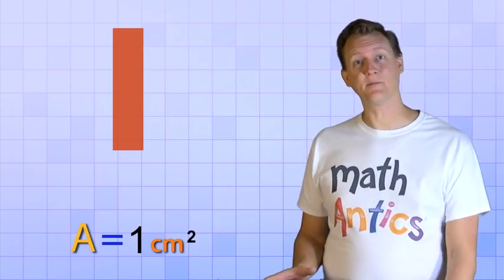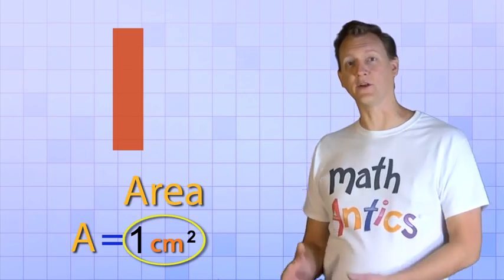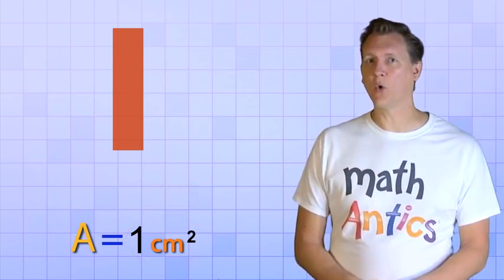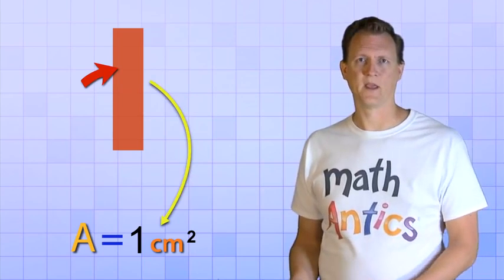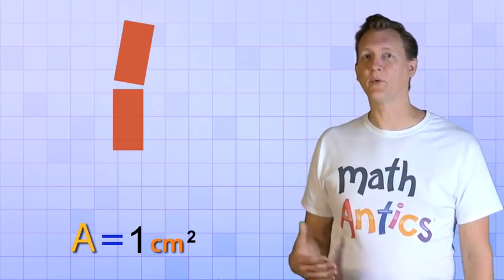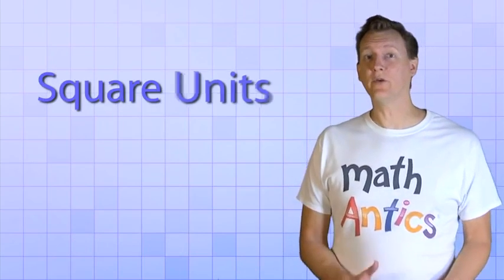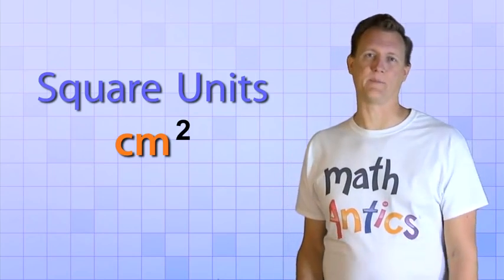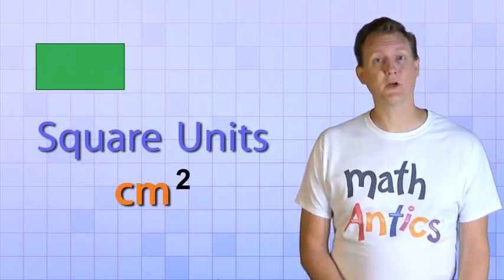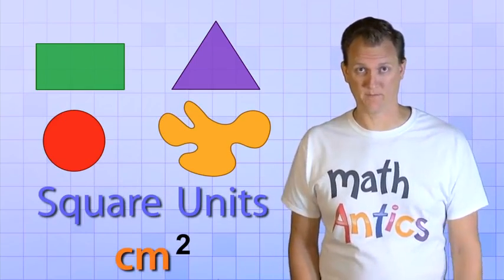But just because a shape takes up 1 square centimeter of area, that doesn't mean it has to be a square shape. It just means that the total area would be equal or the same as a square centimeter. You can see that if we break up the rectangle in half and rearrange it, then it would form a square. In fact, we can use square units, like square centimeters, to measure any area, no matter what the shape is. It could be a rectangle, a triangle, a circle, or any other two-dimensional shape.